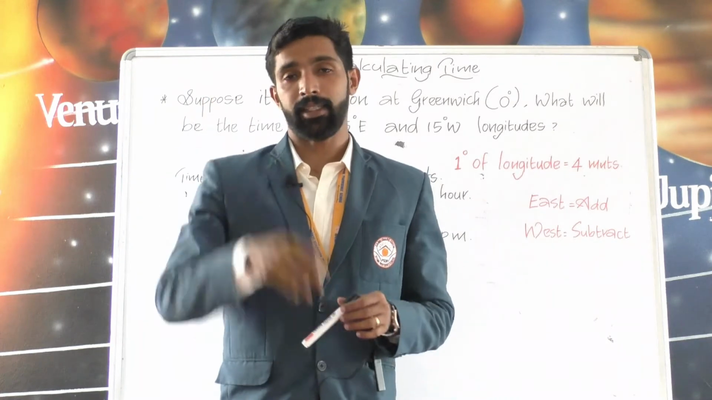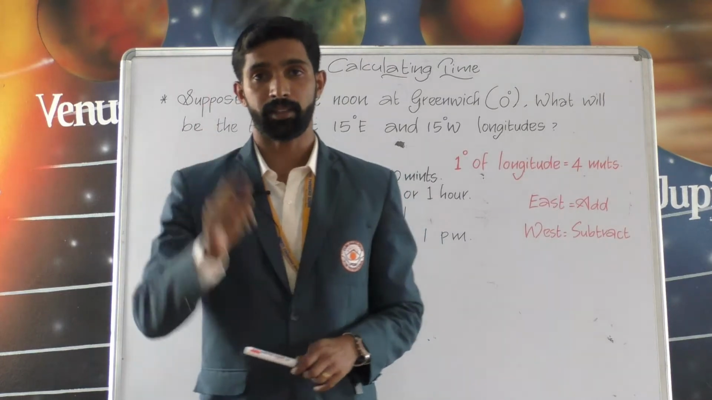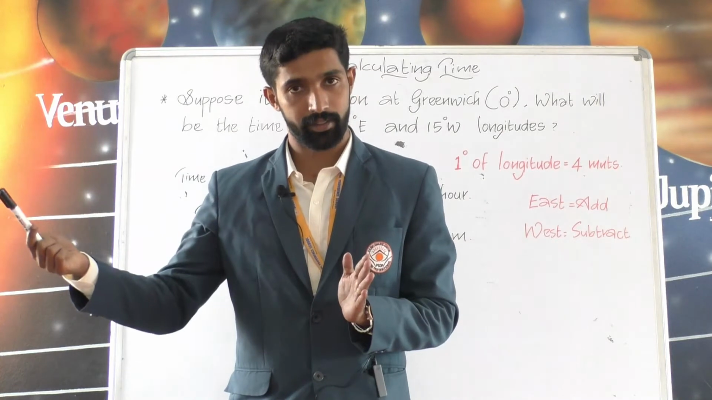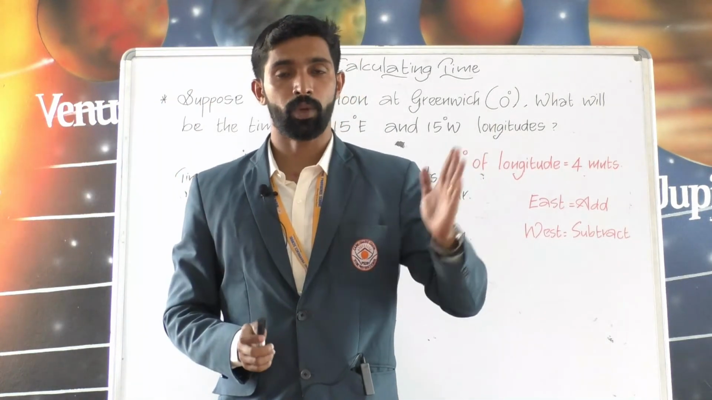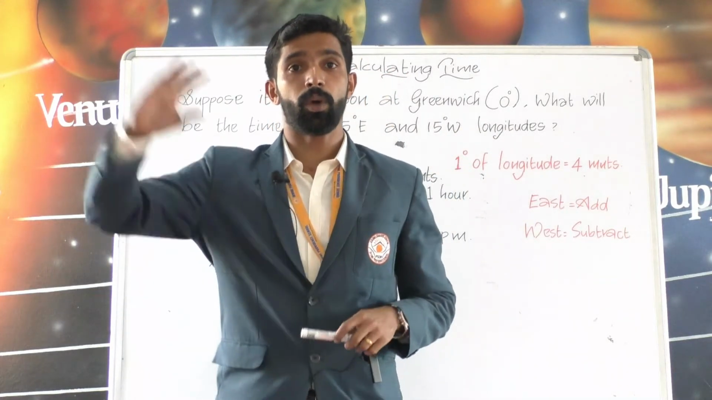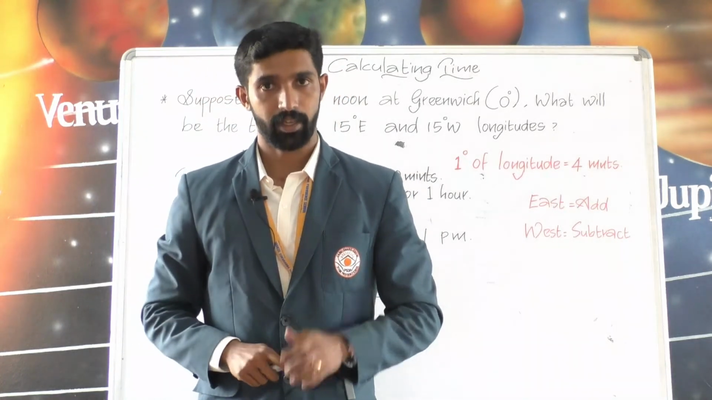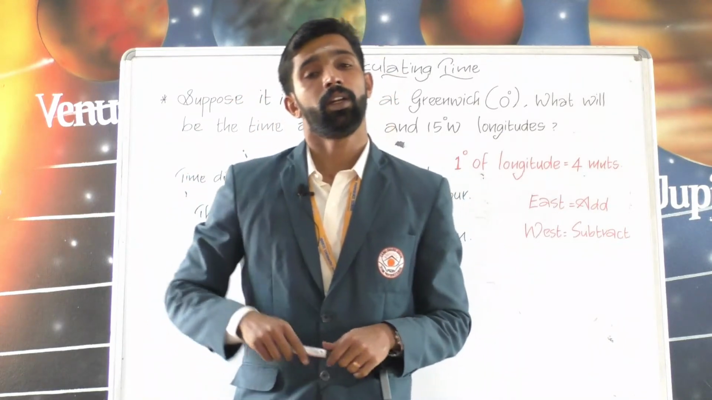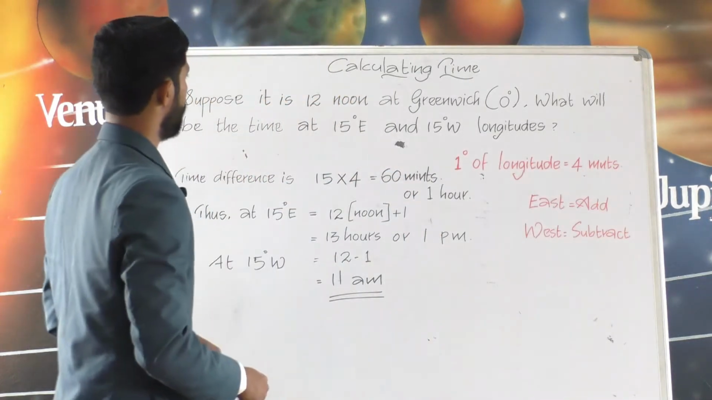Then, places in the east are ahead of places in the west. Dear kids, for places in the east we have to add, and for the west we have to subtract. So, for each degree of longitude towards the east, 4 minutes have to be added, and 4 minutes to be subtracted for each degree of longitude towards the west. So, here I have an example.